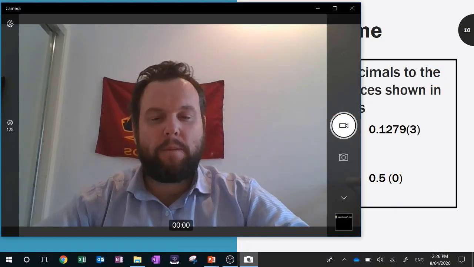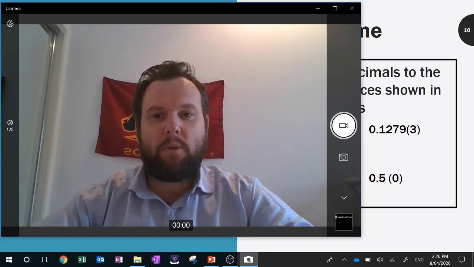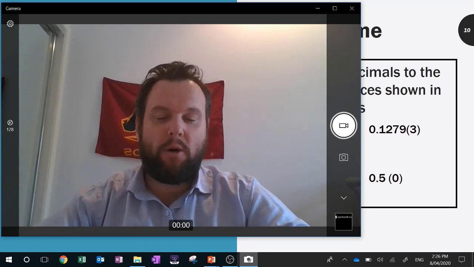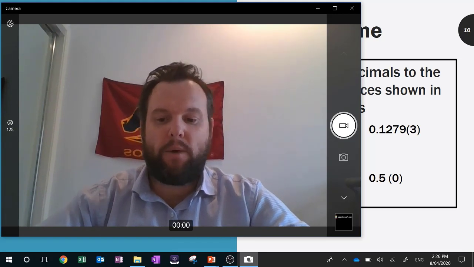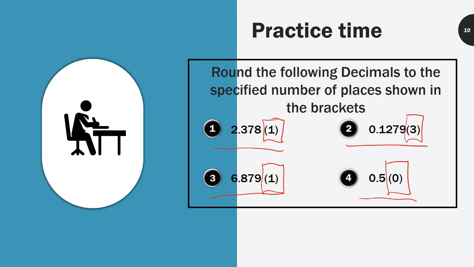Okay guys, so sometimes the questions will be asked a little bit differently, and you may not always have to round a number to a specified number of places. It may change throughout the question. So what I mean by that is with this question here, it says round the following decimals to the specified number of places shown in the brackets. So all that means is that this number here, okay, we need to round to 1 decimal place. This number here, we need to round to 3 decimal places. This number here, we need to round to 1 decimal place. And this number here, we need to round to 0 decimal places.